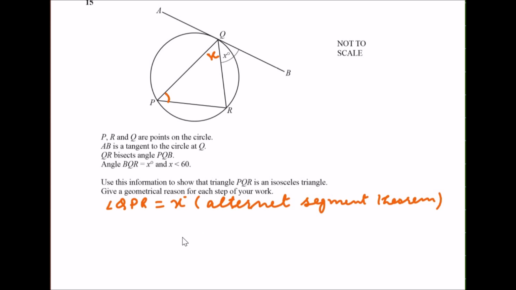Okay. Next, angle PQR, as I have shown there, also will be x degree. Why? Because QR bisects angle PQB.